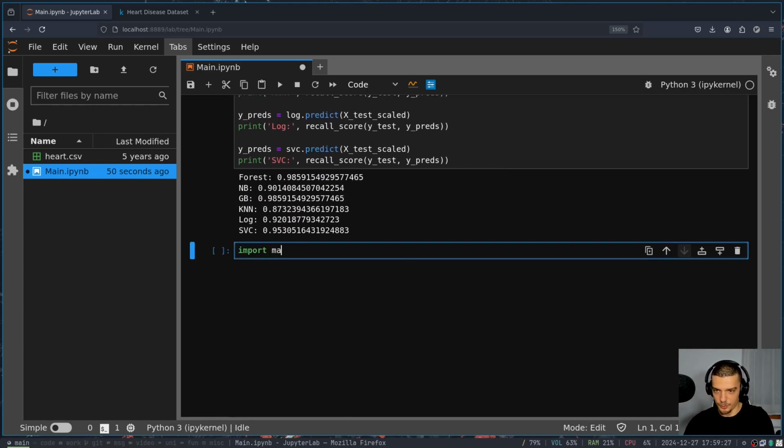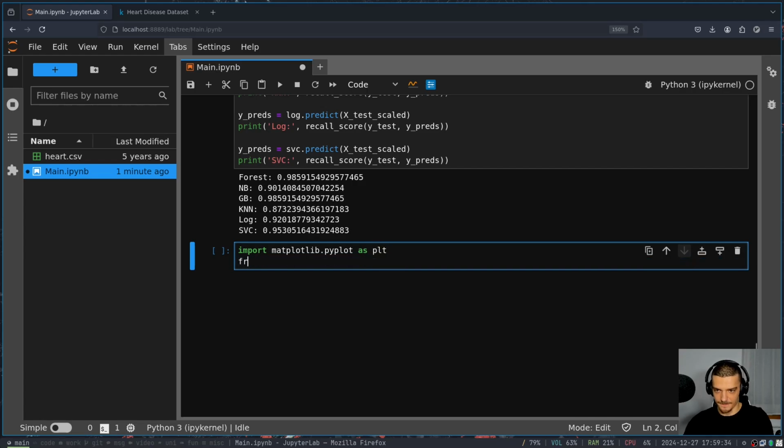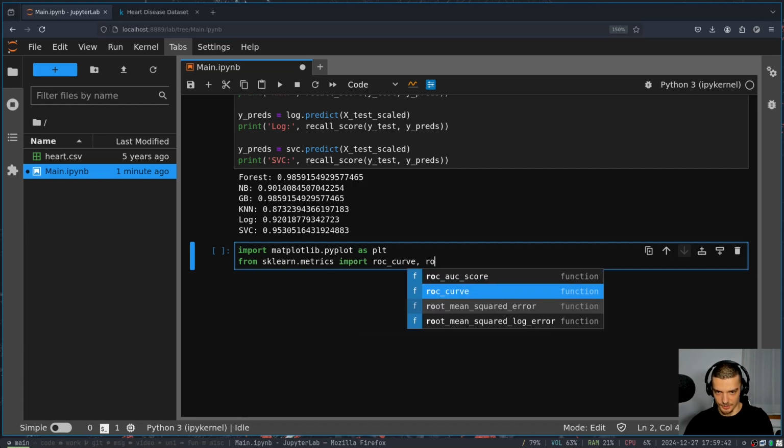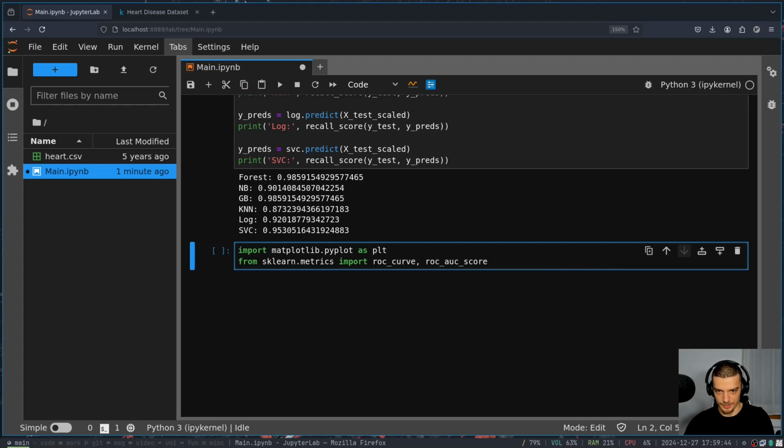So we're going to say import matplotlib.pyplot as plt. From scikit-learn metrics, we want to import the ROC curve and the ROC AUC score, area under the curve.